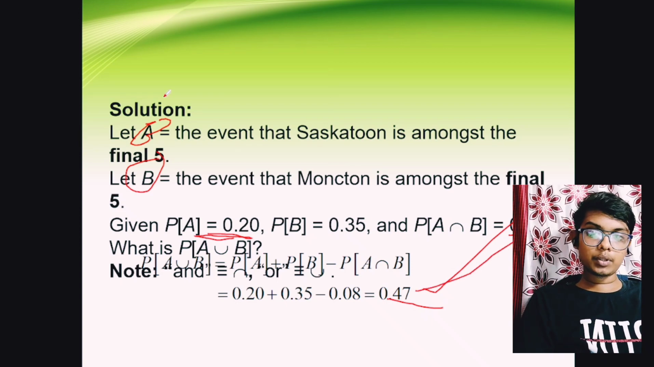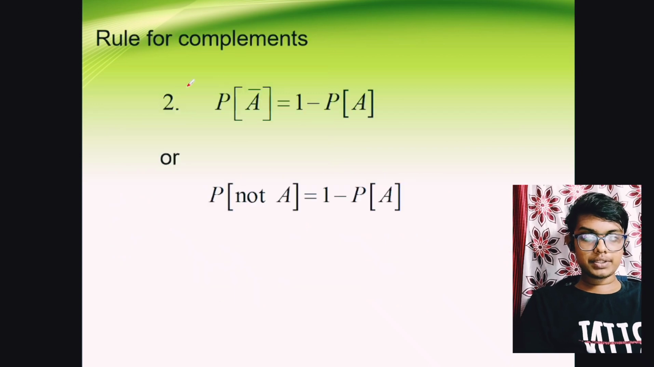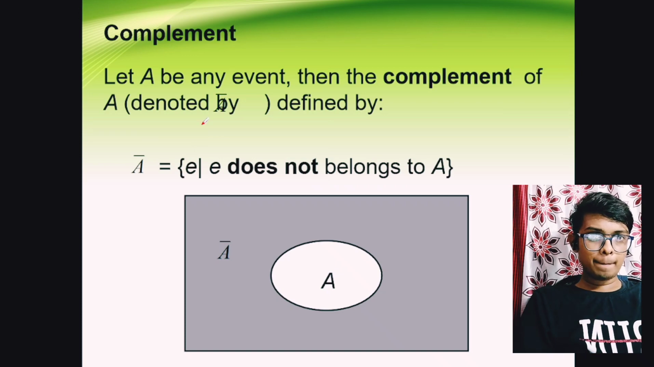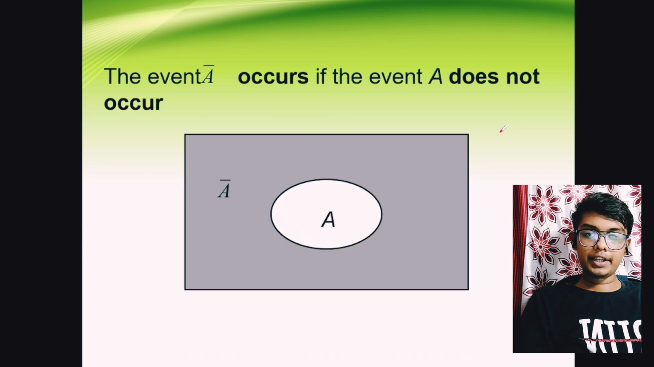Let us see some of the rules for complements. As you can see here, P of A bar is equal to 1 minus P of A. That means the probability of not A is equal to 1 minus P of A. For the complement, as I said before, the event A bar occurs if the event A does not occur. Let's see the logic of how this works.